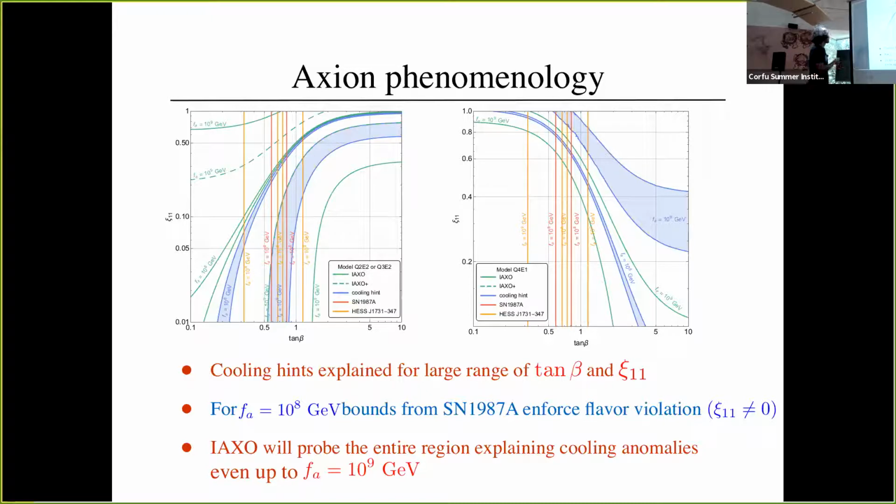Okay, so between the blue curves, it should be filled with blue. But somehow it doesn't show up. But yes, it should be here.